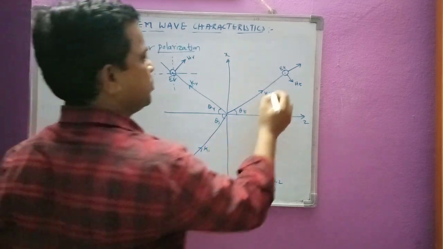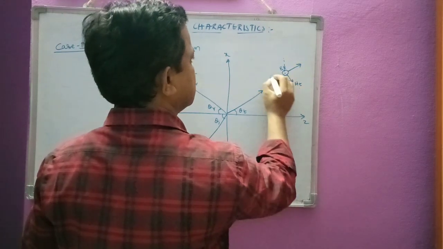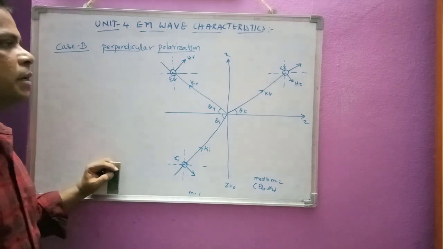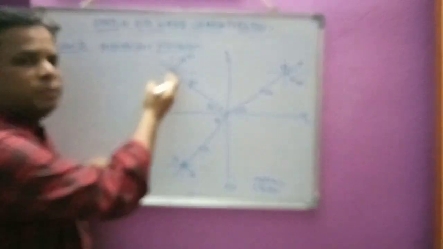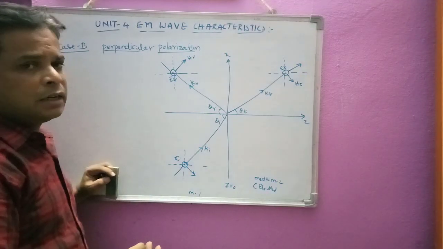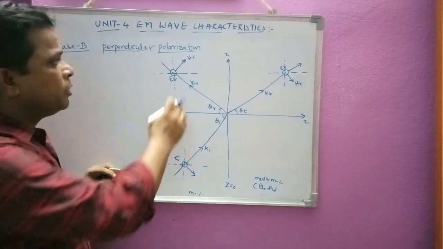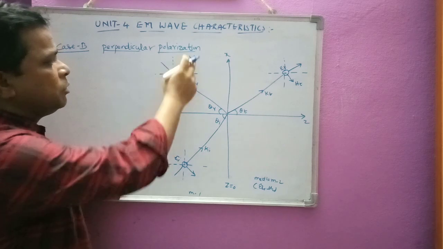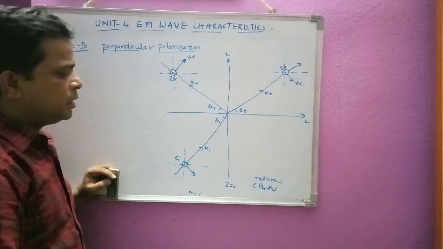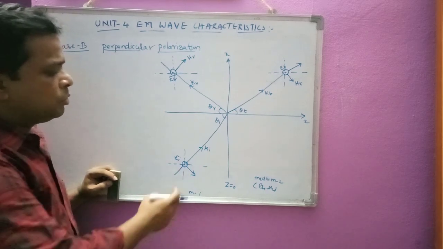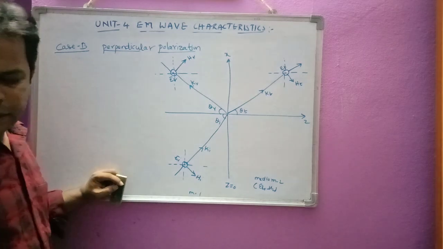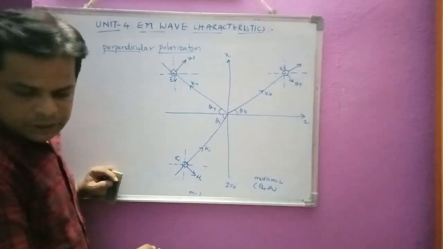For perpendicular polarization, I am going to resolve the components of the magnetic field here. We don't have to resolve the electric field because it is in the y direction. We only have to resolve the magnetic field into two directions, that is the x component as well as the z component. Now I am going to resolve this HI into two components, like this.